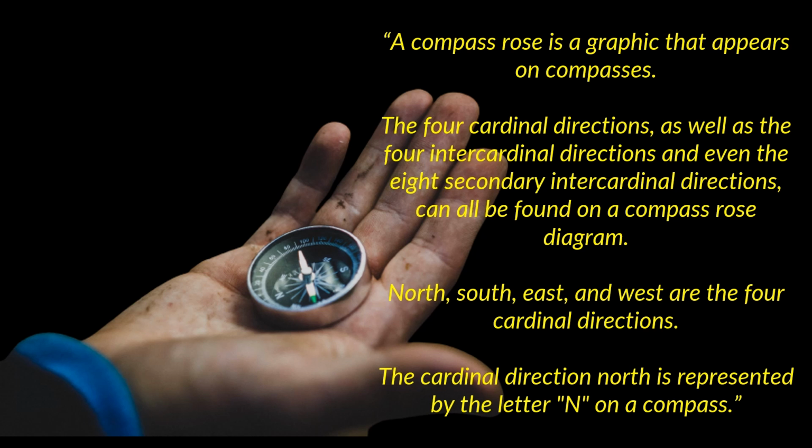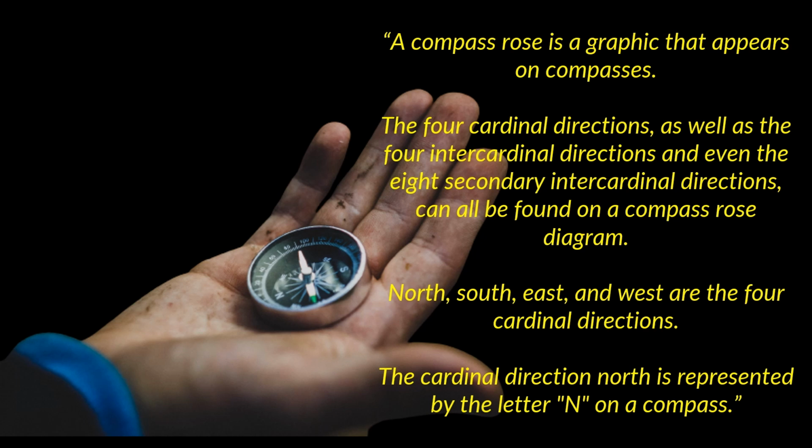A compass rose is a graphic that appears on compasses. The 4 cardinal directions, as well as the 4 intercardinal directions and even the 8 secondary intercardinal directions, can all be found on a compass rose diagram. North, south, east, and west are the 4 cardinal directions.